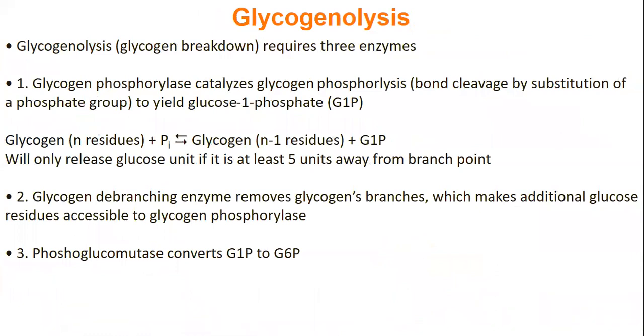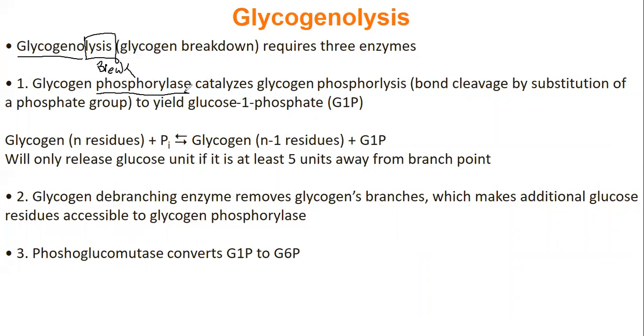So what we're talking about is glycogenolysis, glycogen lysis. Hopefully you remember when we talked about hydrolysis, that's water breaking. Lysis means to break. So glycogen lysis basically. And to do this, to break down glycogen, you need three enzymes. The first is glycogen phosphorylase.